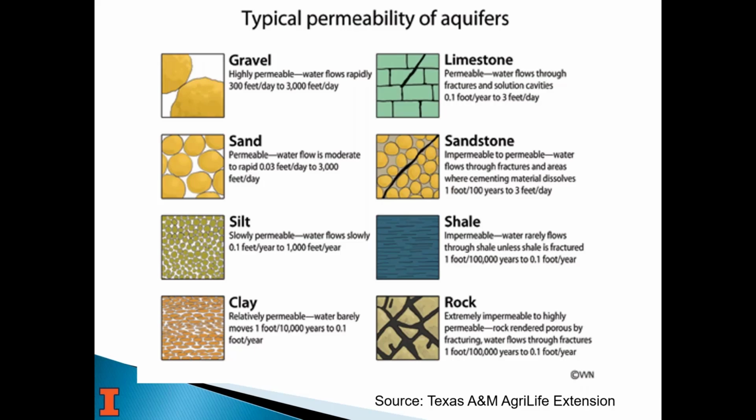Tight clay is considered an aquitard or an aquiclude. It means it doesn't let water through. So it goes from relatively permeable at 0.1 foot a year to 1 foot in 10,000 years. And that's just because the particles are so small, and it's really hard for water to get through it. Ironically, clay could have a porosity of 30% too. It's just that water can't get through it as readily.